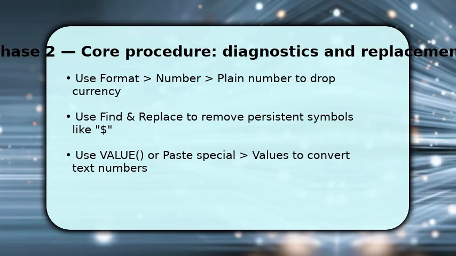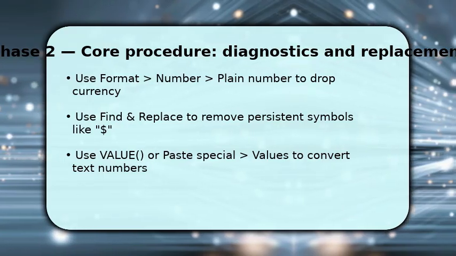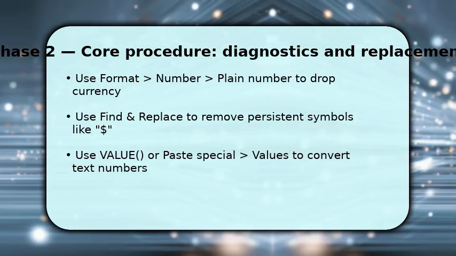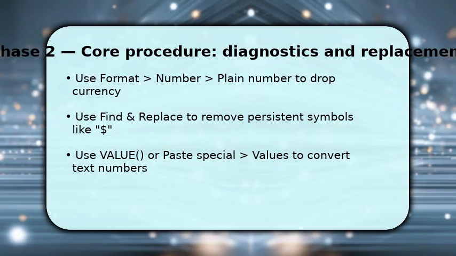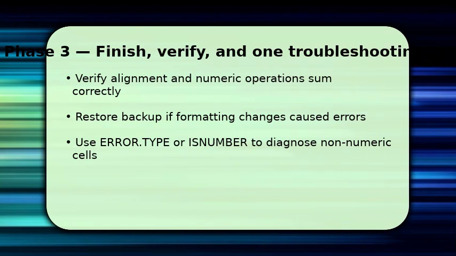Make sure to check decimal separators, commas versus periods, so conversion succeeds. If not, adjust locale in file settings. Finish by confirming your sheet performs calculations. Sum, average, and sorting should behave numerically.